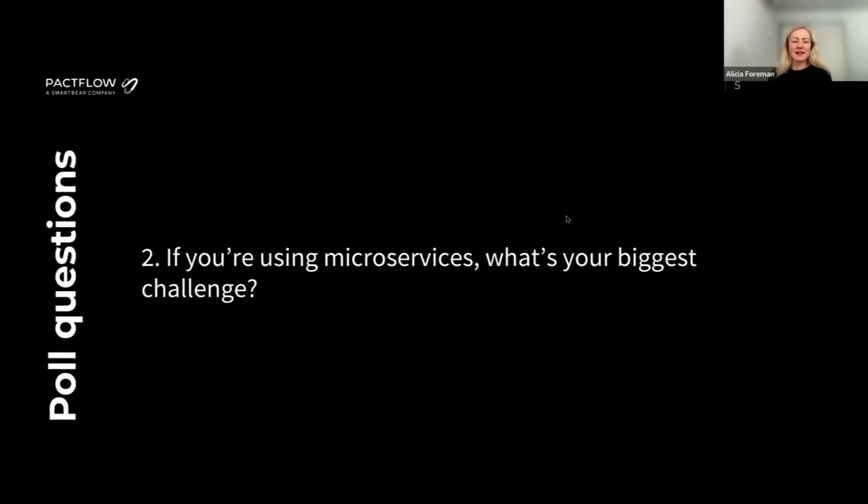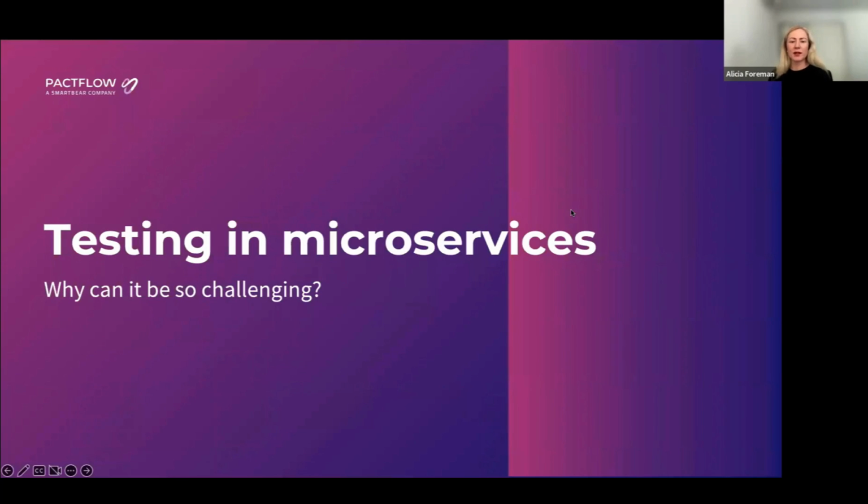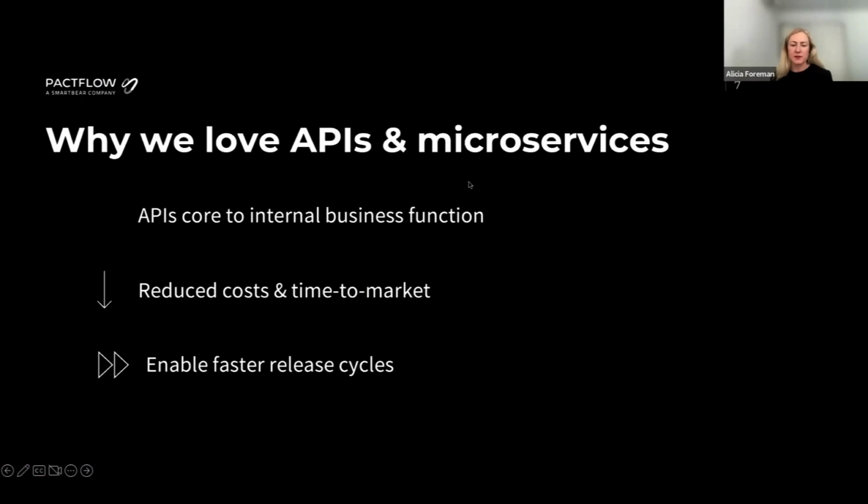Excellent. All right, so let's get into it. We're going to kick off and start talking a little bit about microservices and testing in microservices, why it can be really quite challenging. So let's just start with the positives. It's always nice to start on a positive note. So why do we love APIs and microservices? Well, number one, APIs are becoming really central to the core of many internal business functions, and this is really across the board.